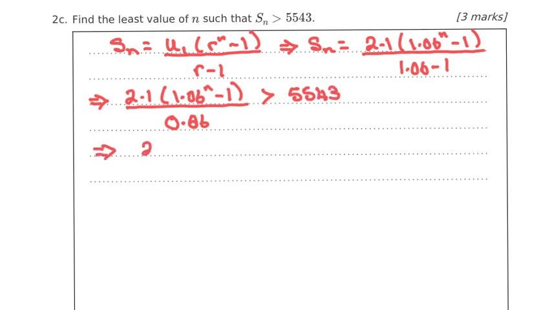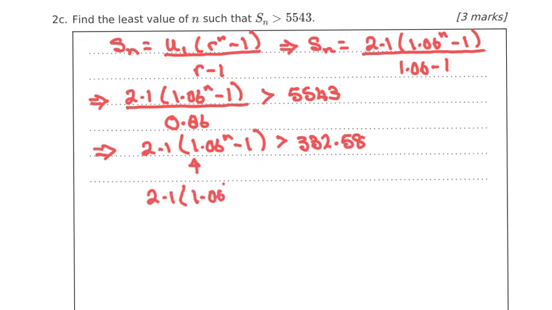Therefore, 2.1 times 1.06 to the n minus 1 has got to be greater than 332.58. Here you have an equation which you can graph. You could write it as 2.1 times 1.06 to the x minus 1, and you want to know when it is equal to 332.58.